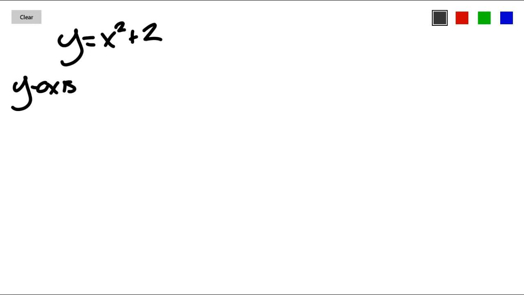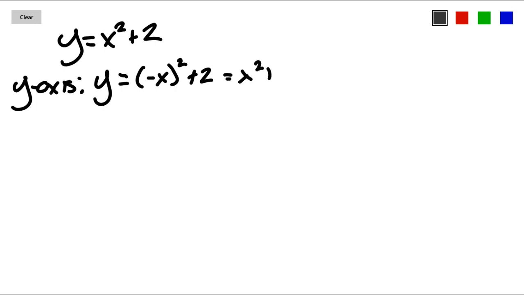Let's say that I had the function y is equal to x squared plus 2. So to test for y-axis symmetry, I set x equal to negative x. So I have y is equal to negative x squared plus 2. And this is going to give me x squared plus 2, which is what I had originally. So that tells me that we have y-axis symmetry.